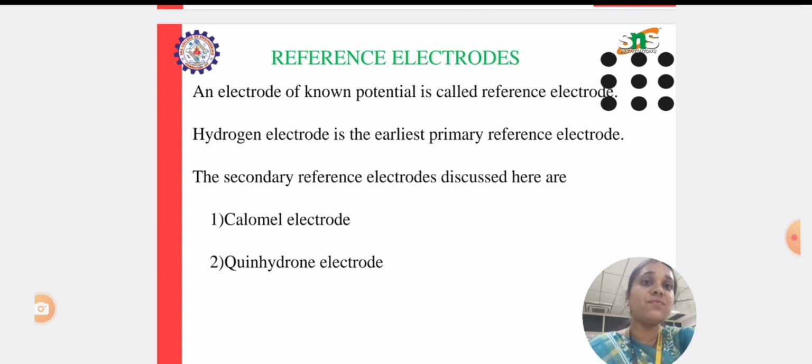But nowadays we are using the calomel electrode and the quinhydrone electrode. Most commonly we use the calomel electrode as the reference one. These two are commonly called secondary reference electrodes. First we are going to see the calomel electrode.